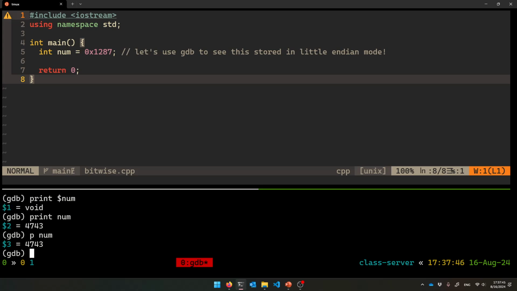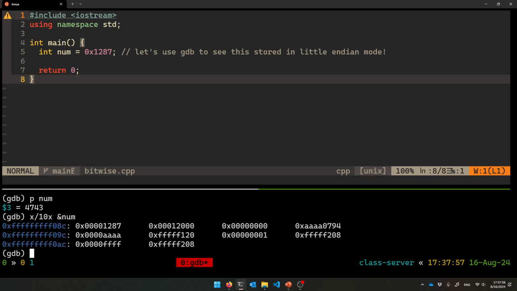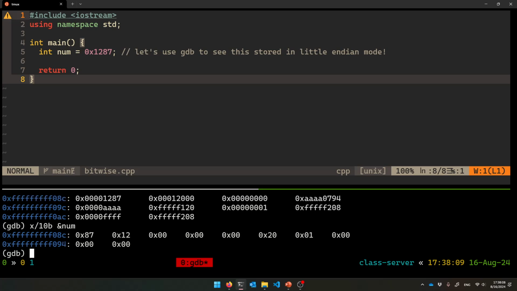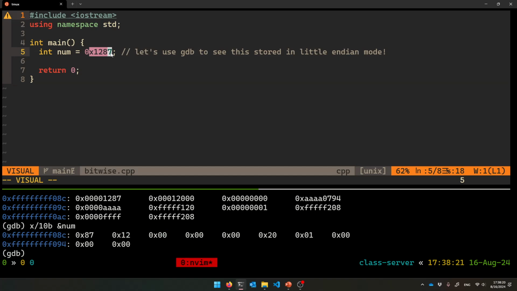If I want to examine its memory, I can say examine the memory, like 10 hexadecimal things starting at address of num. You will see it's there in order, but I guess by default it's showing you in a pretty way. Let me show us as bytes, 10 bytes. There we go. Perfect. And so here is, starting at the address of num, it goes 87120000. It's exactly what we expect. Even though the number is 1287, it's being stored in little endian mode. So this byte is being stored first, then this byte, and then the other zeros that were necessary.